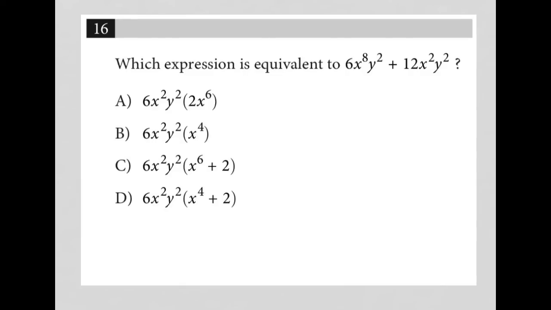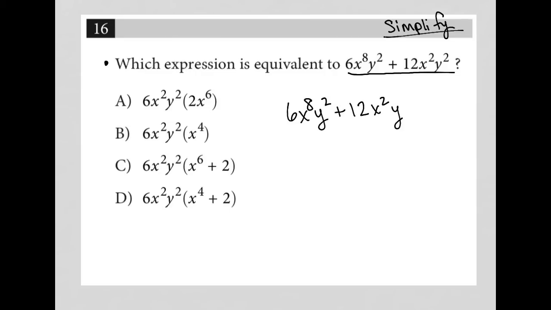So this question is a simplify question. I know that because it's short. All simplified questions are between 1 and 3 lines long, and every simplified question will contain either an equation or, like what we have in this case, an expression. So I'm going to rewrite my expression, 6x to the 8th y squared plus 12x squared y squared. And I'm going to ask myself, well, how do I simplify this expression?